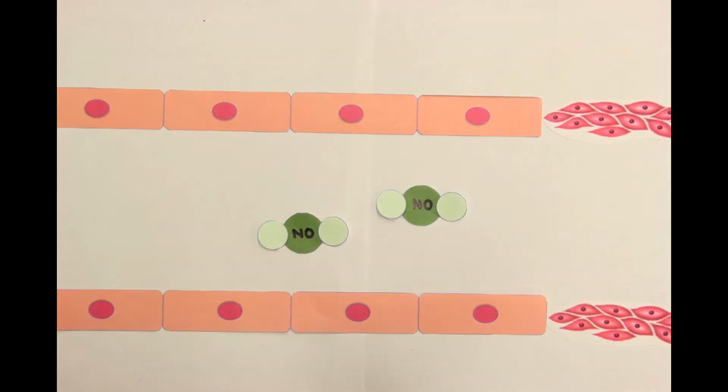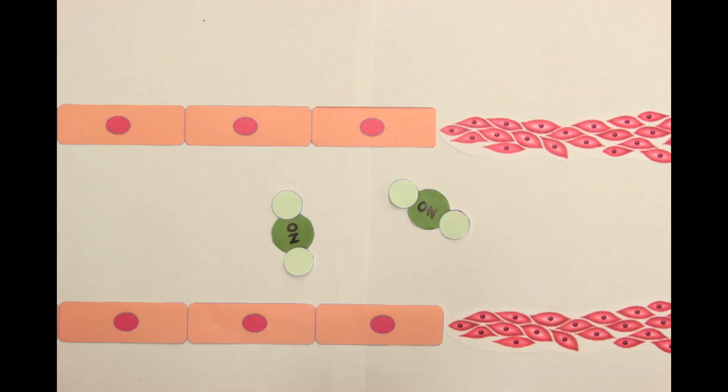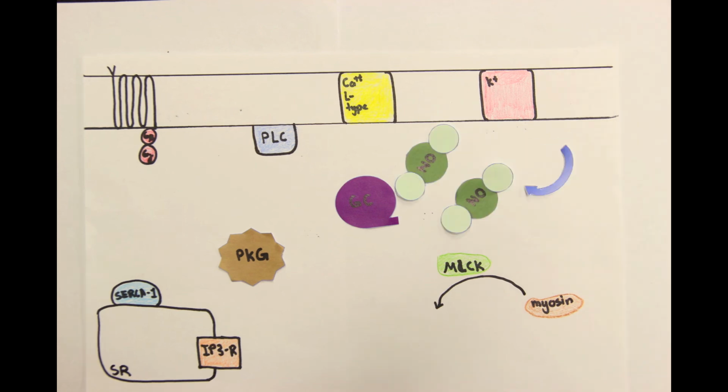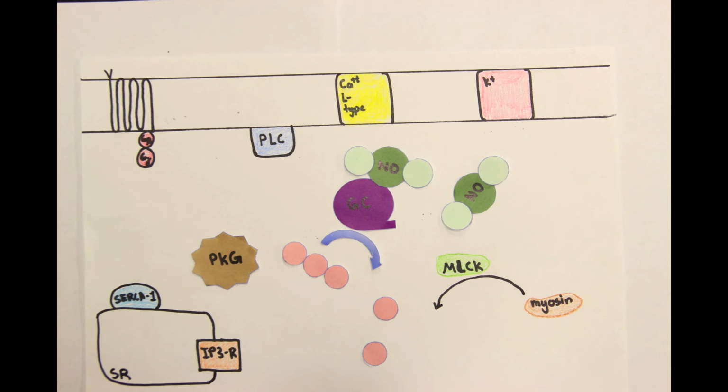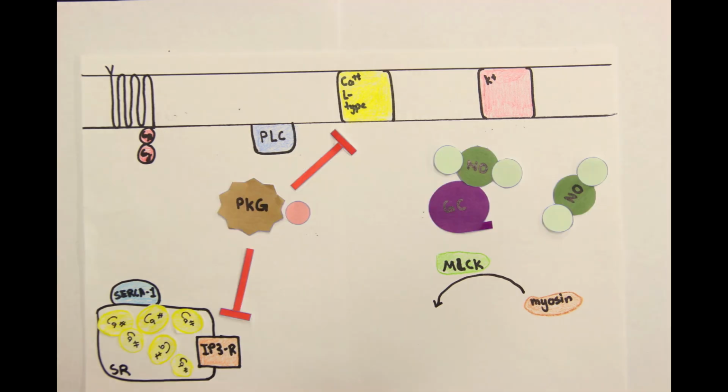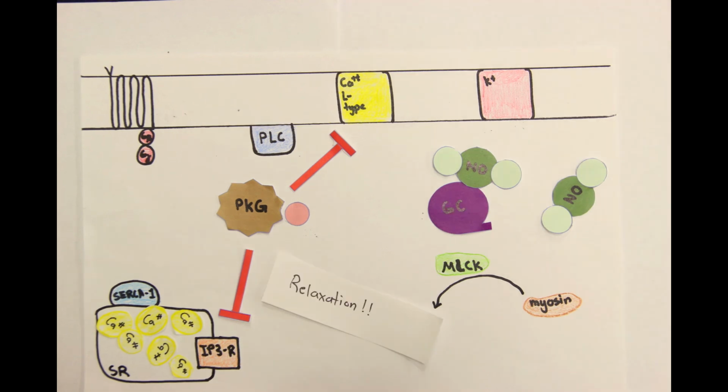Nitric oxide can diffuse out of endothelial cells and enter smooth muscle cells. Once nitric oxide enters smooth muscle cells, it can activate guanylate cyclase, or GC. GC then creates cyclic GMP from GTP. Cyclic GMP then activates PKG, or protein kinase G. PKG then inhibits calcium L-type channels and the IP3 receptor on the SR. This results in relaxation because of less calcium entry.